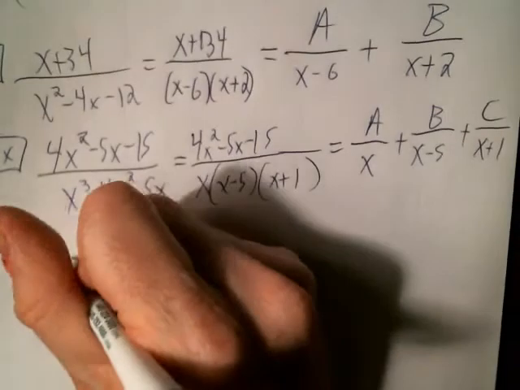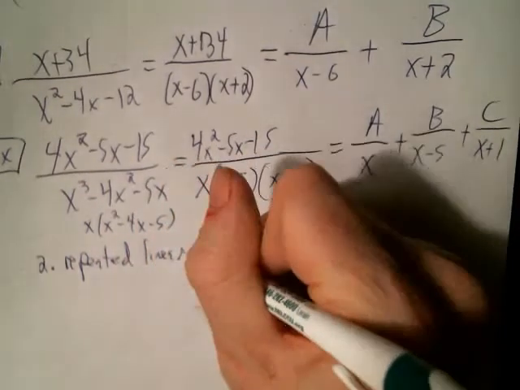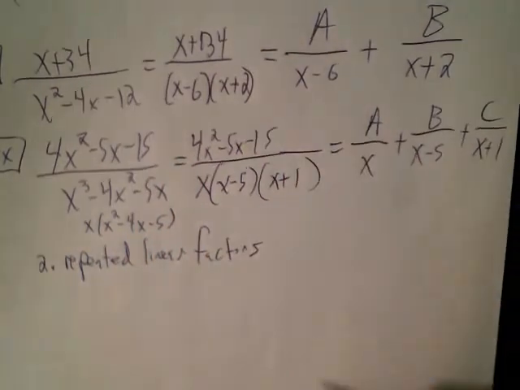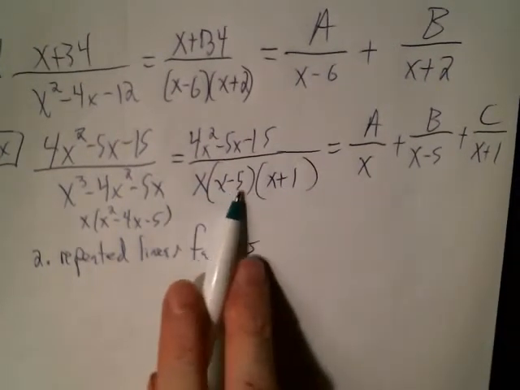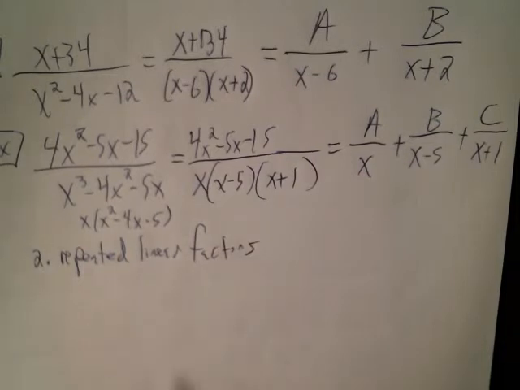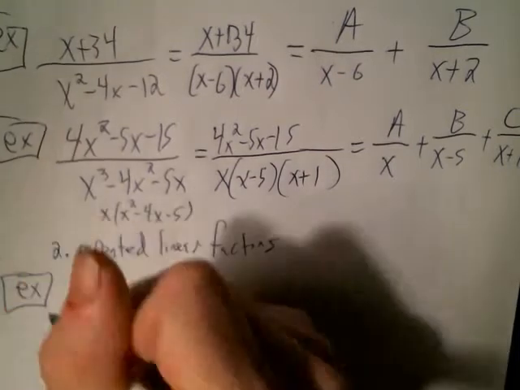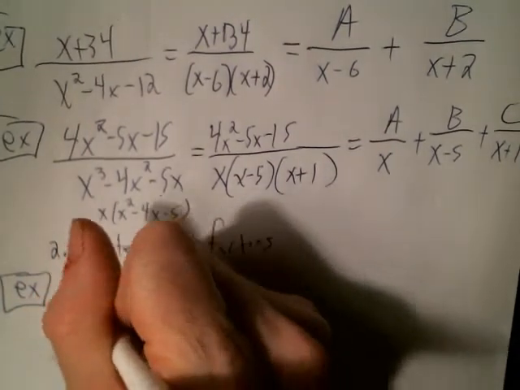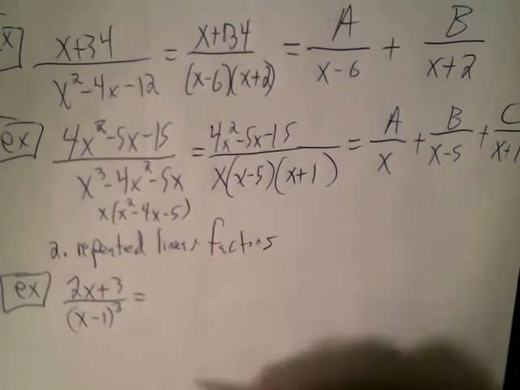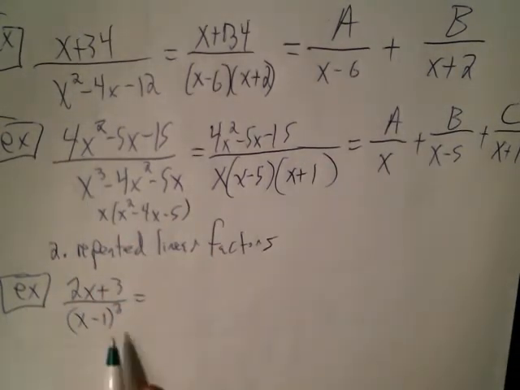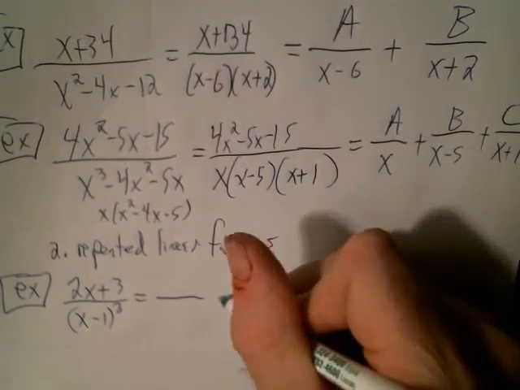The second form are repeated linear factors. Okay, so if you have like x minus 5, x minus 5, x minus 5, in other words, x minus 5 cubed, that would be considered a repeated linear factor. Okay. So you'll handle these a little bit different than before. Okay. So you have x minus 1 cubed, which is really x minus 1 times x minus 1 times x minus 1. So you need 3 fractions here.